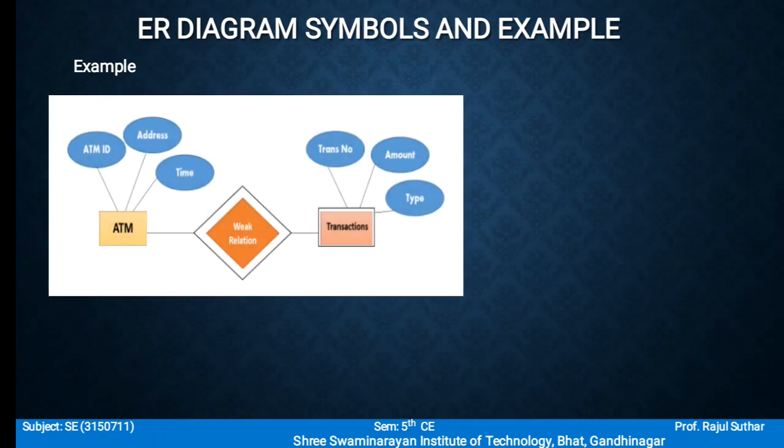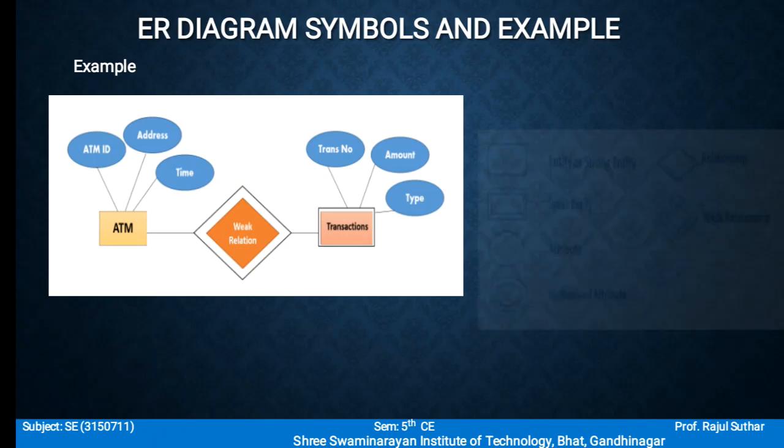So first, this is the ER diagram of ATM and transaction. ATM has its own transaction. The relationship between the ATM and transaction is a weak relationship. Here the diamond symbol and double diamond symbol represent the weak relationship.